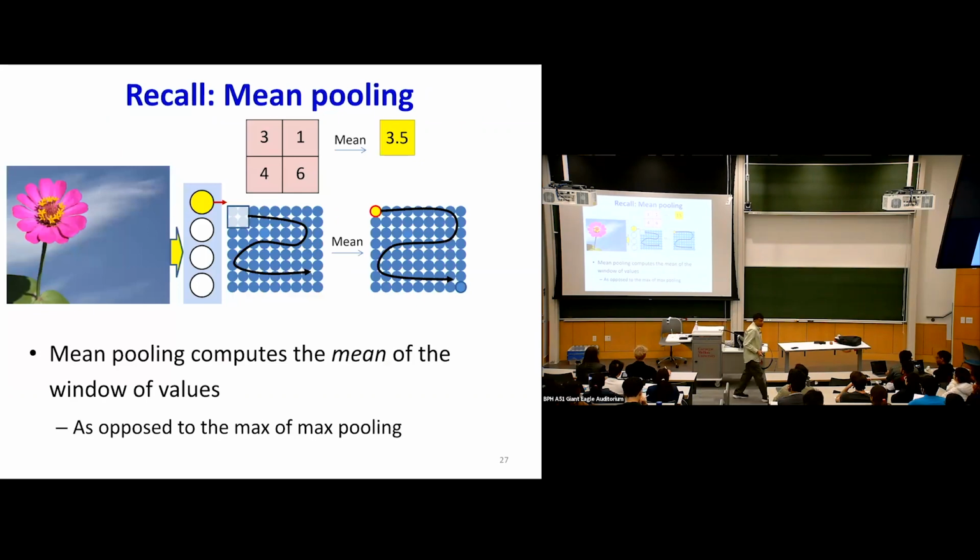We also had the mean pooling, which was basically the same operation, except instead of picking the maximum value, you were computing the mean.